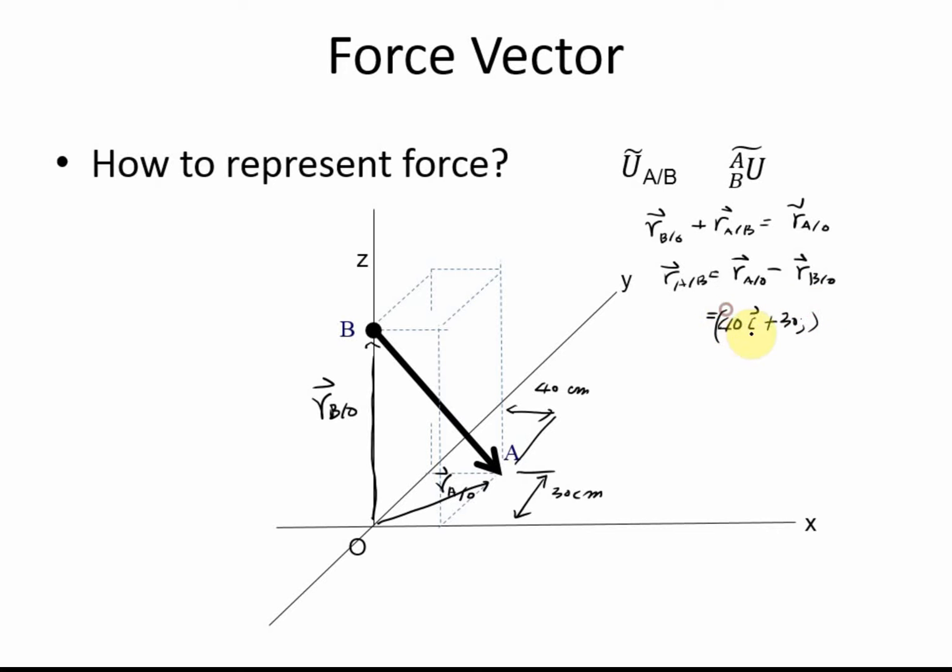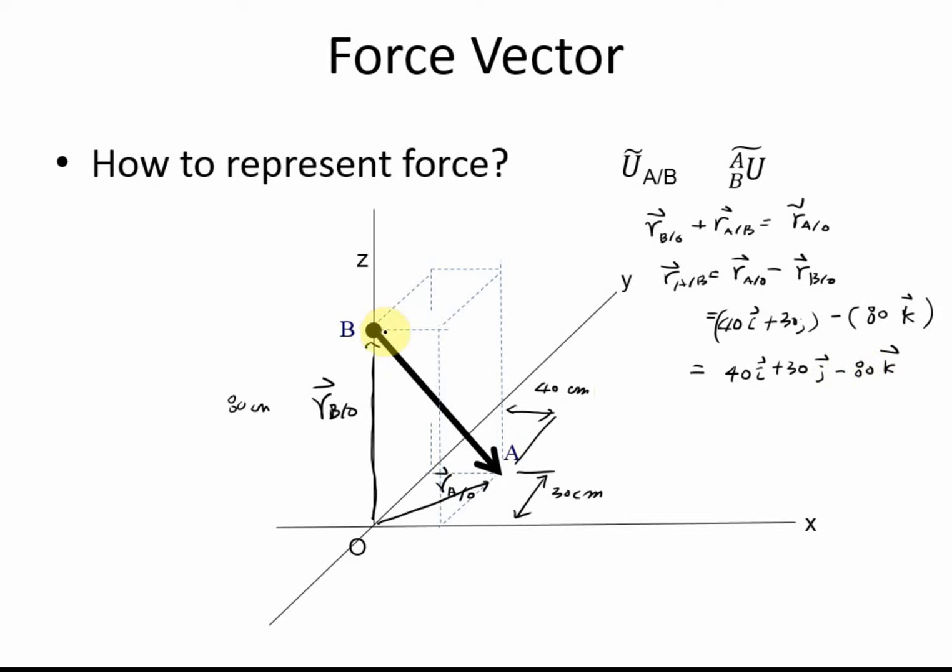Okay. And what is RBO? RBO has only one direction, so the height is 80 centimeter. So this is 80k. So basically your vector RAB becomes 40i and 30j and minus 80k. This is not just a distance vector.